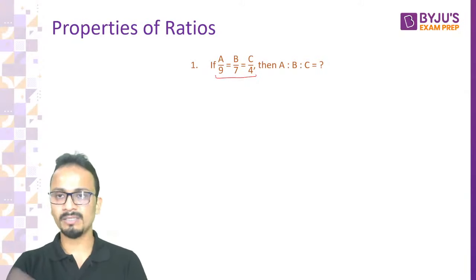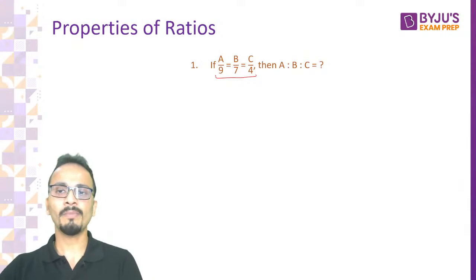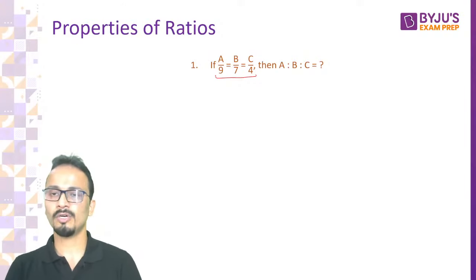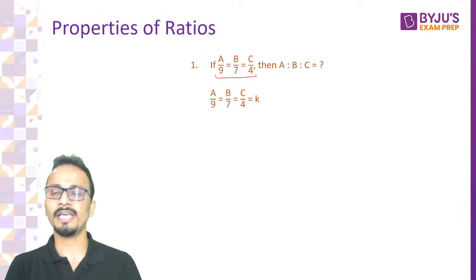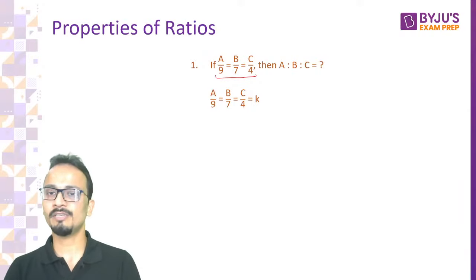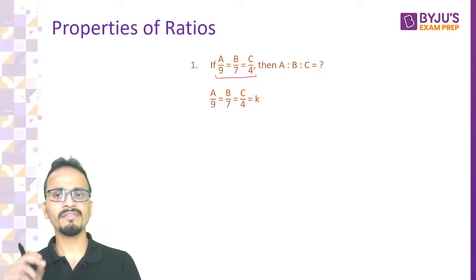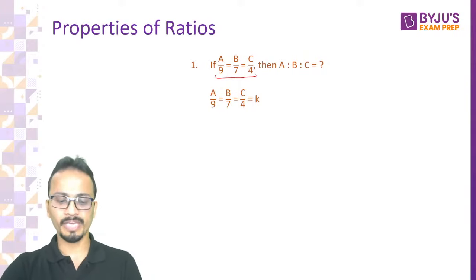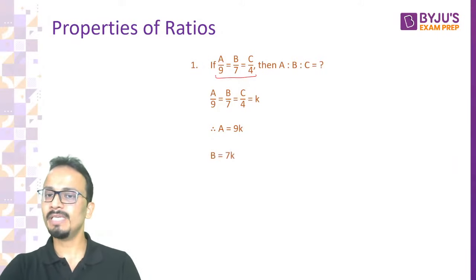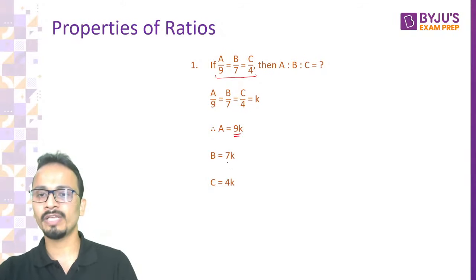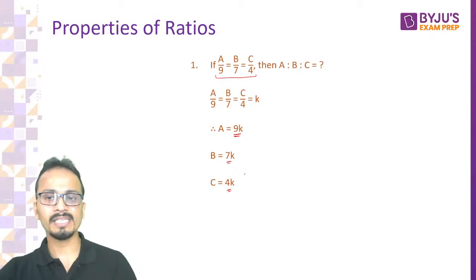All right, so can anyone respond to this one? A upon 9 equals B upon 7 equals C upon 4. Since all these are given equal, I'll assume that all of them are equal to a constant K. So A upon 9 was already equal to B upon 7 and C upon 4, and I've assumed all three of them to be equal to K. Now if I write the values of A, B and C in terms of K, A is 9K, B is 7K and C will be 4K. So now I have written all three of them in the form of K: 9K, 7K and 4K.